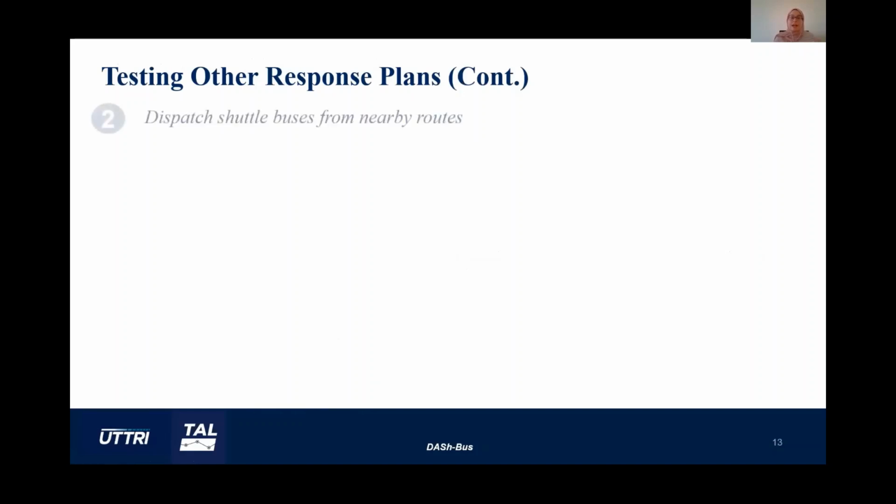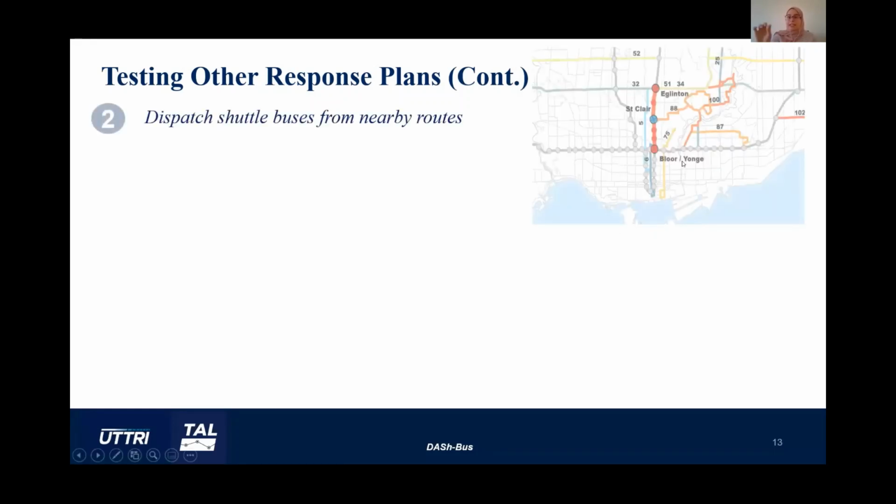But what if the incident requires more buses, actually 23 buses, to be there and serve as shuttle? So we tried to create a scenario where we select these buses from closer routes. You can see here in the figure that the ones highlighted in different colors are the routes being selected, and the dark red is the incident. We just kind of randomly selected these close-by routes.